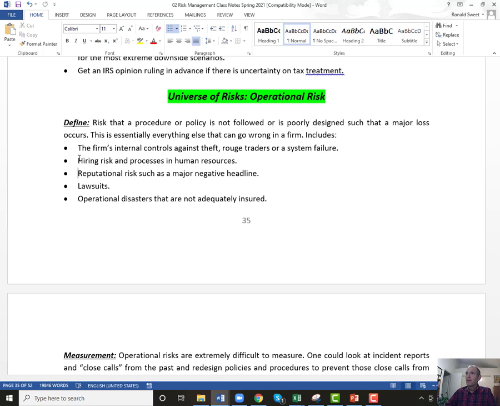Reputational risk, major headline risk. There's just things you do not want on the front page about your company. Obviously lawsuits, getting sued for all kinds of things. I mean, there's just no limit. Operational disasters that weren't insured well enough. We'll talk about British Petroleum. So it's just everything else.